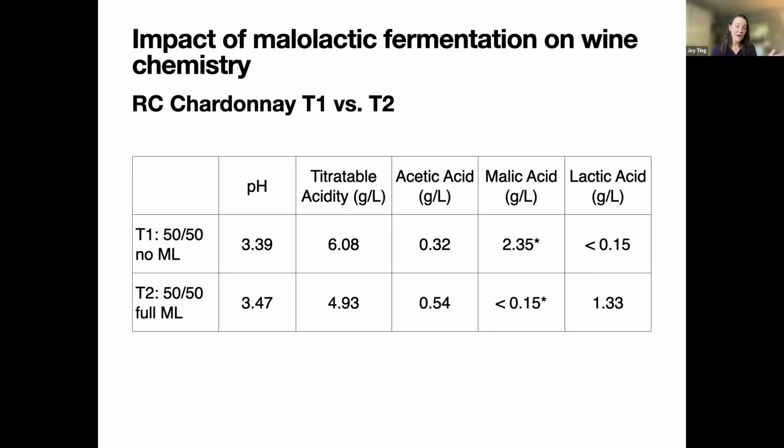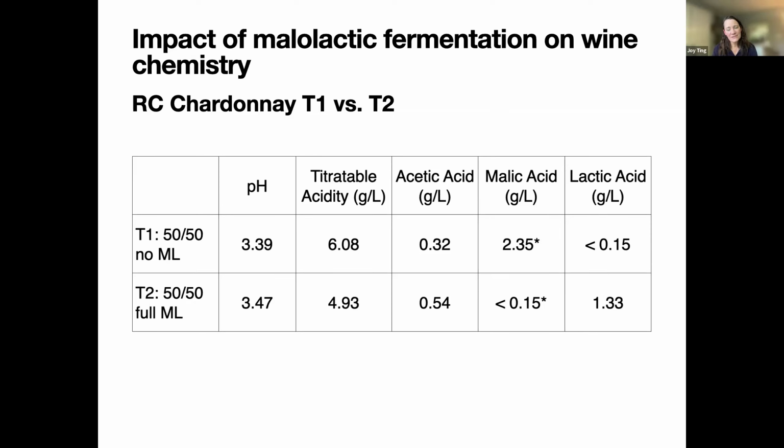So at the end of all the things, we can see that the pH did go up as a result of malolactic. That's what we would expect. And in this case, it went up by about 0.1. So it wasn't a huge difference, but there was an increase, an additional increase even over the increase that happened during fermentation. The TA went down, again what we would expect from what we just talked about. The acetic acid went up as well.